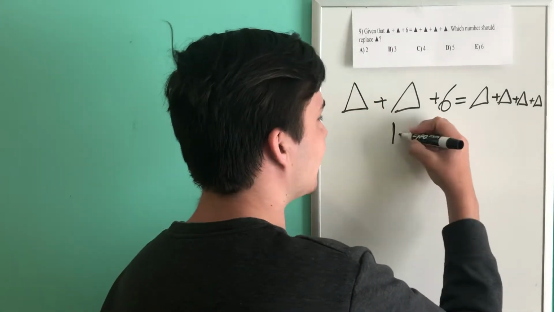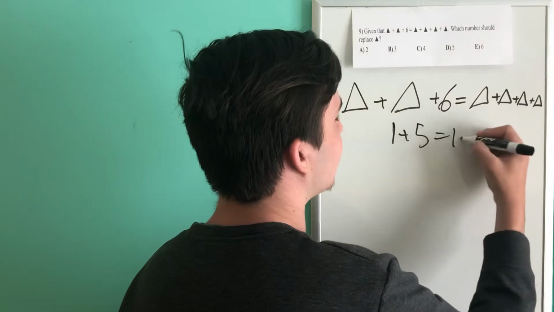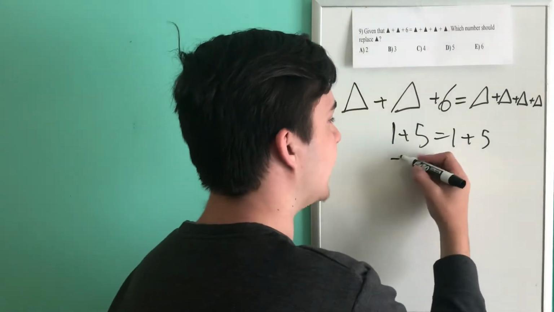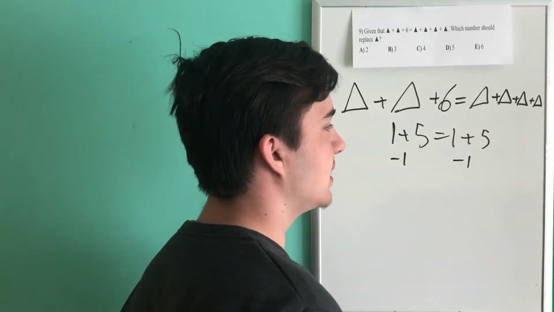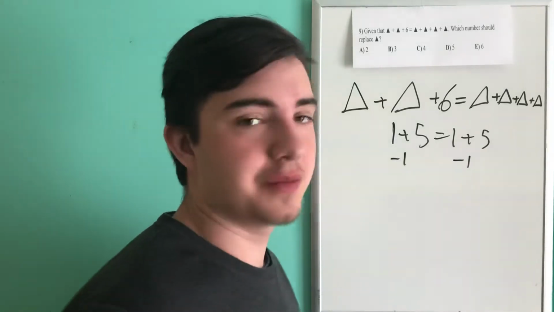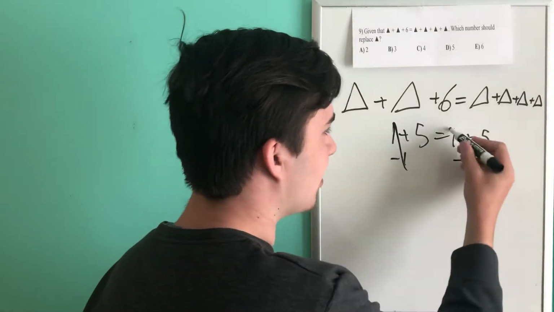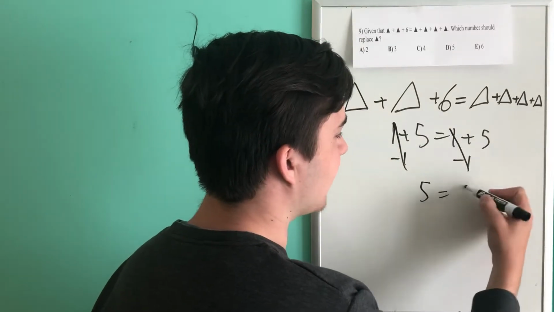So let's say I have 1 plus 5 is equal to 1 plus 5. That's the same thing, right? So what if I do this? Minus 1, minus 1. I'm taking away 1 from each side, right? So what happens? These 1s go away, right? And I get 5 is equal to 5.